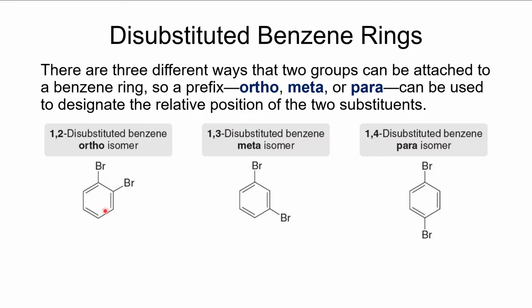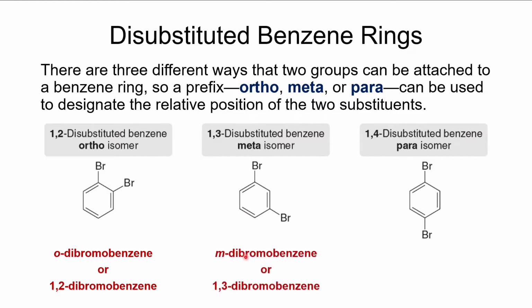That means that you can name this in two different ways. You can refer to this as ortho-dibromobenzene, or you can refer to it as 1,2-dibromobenzene. Both of these are correct. So ortho-dibromobenzene or 1,2-dibromobenzene, both of those are satisfactory. Of course you know the numbers already, but you need to know what ortho, meta, and para mean if you see them. This one we would call meta-dibromobenzene or 1,3-dibromobenzene. And this one would be para-dibromobenzene or 1,4-dibromobenzene.